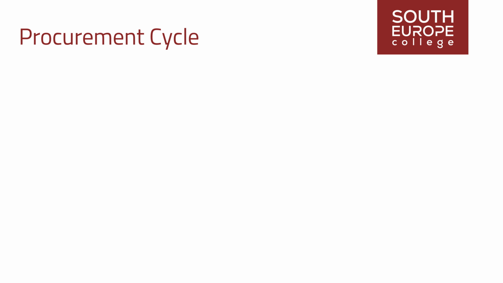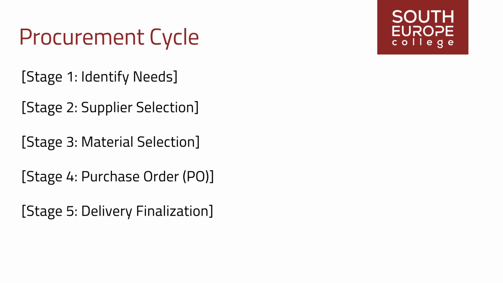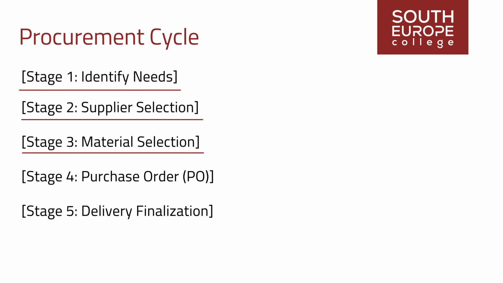The procurement process involves several stages. The initial 3 stages focus on supplier and material selection, while the critical 4th stage involves issuing a purchase order, PO. This document serves as a legal contract between the company and the supplier, initiating the supply chain. The subsequent stages handle the finalization of delivery details.